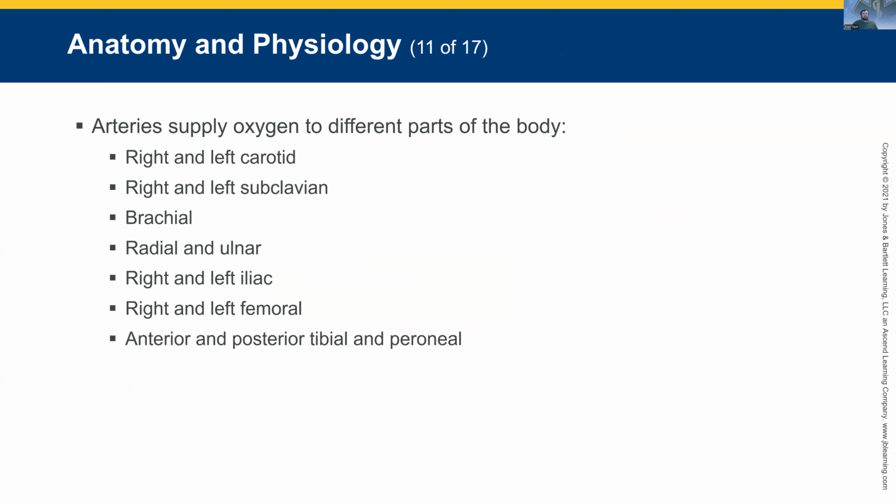Arteries supply oxygen to different parts of the body. So right and left carotid, right and left subclavian, brachial, radial, and ulnar, right and left iliac, the right and left femoral, and anterior and posterior tibial and peroneal.